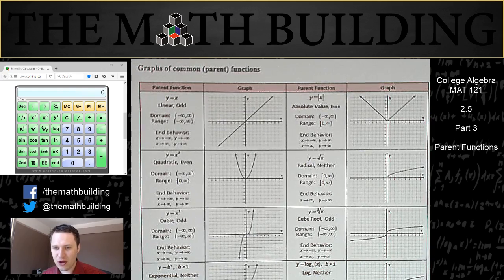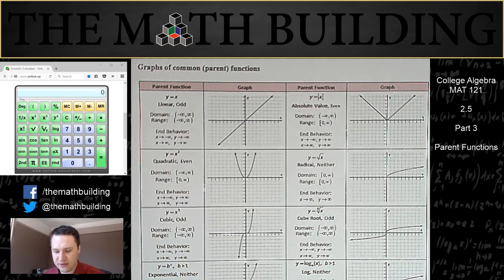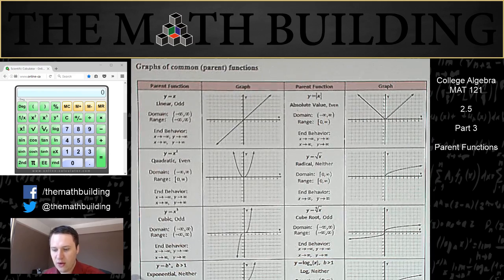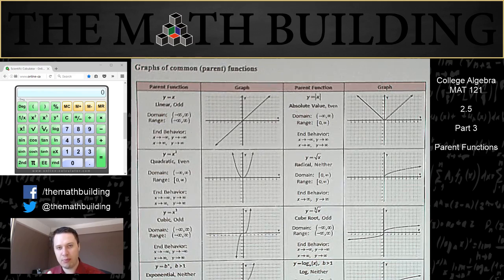This next page of notes for 2.5 is extremely important, and there's a lot of stuff on here that's not going to be on the test for now, but I wanted to introduce it now so you can start to get familiar with it. This page right here are all of the parent functions. They're kind of each like a family. They're a family of graphs, and the one I've given you here is the most basic version of that graph, or the least complicated, or simply the parent function.